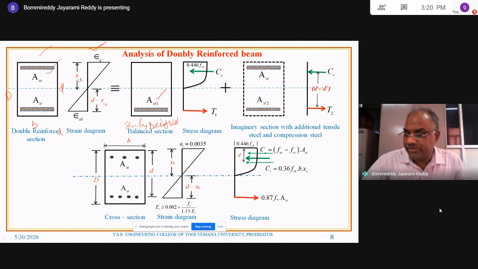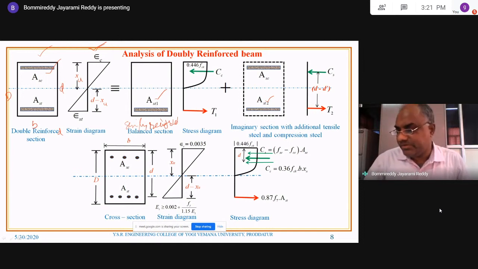And what is the remaining steel AST? Already AST1 is considered here. Rest of the steel, that is called AST2. AST2 will be considered here. So that total steel AST1 plus AST2 will be equal to AST. Okay. AST is now split into two steel reinforcements.